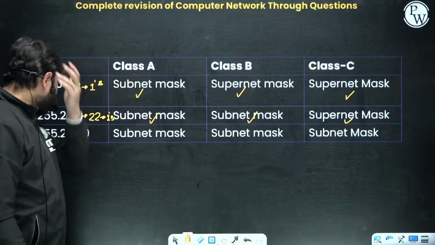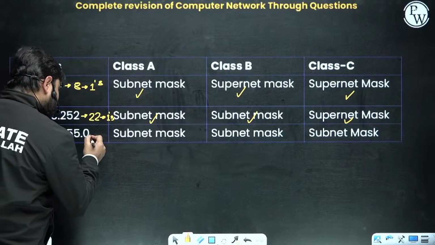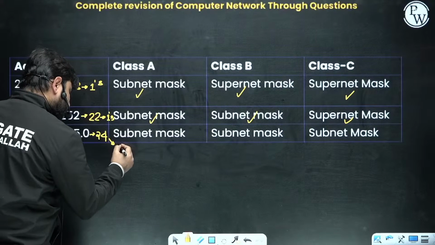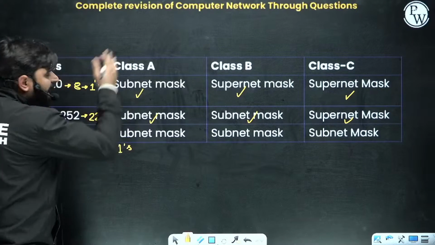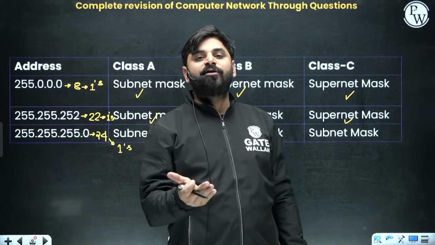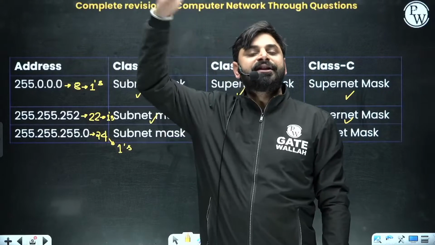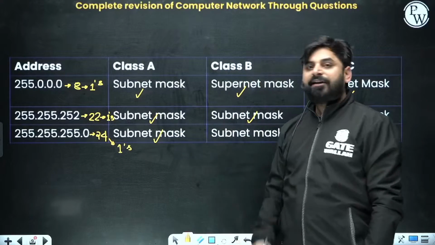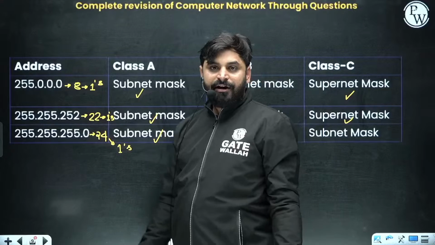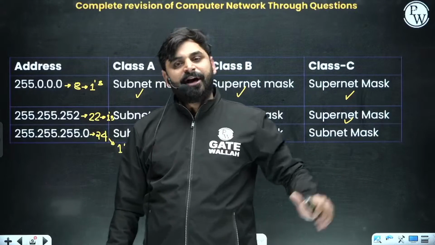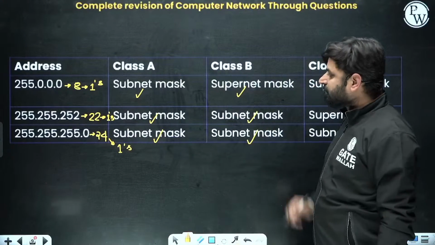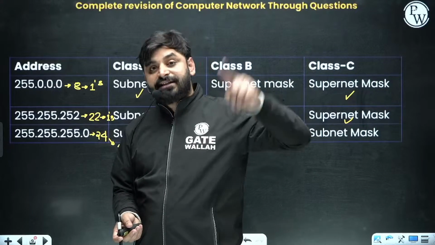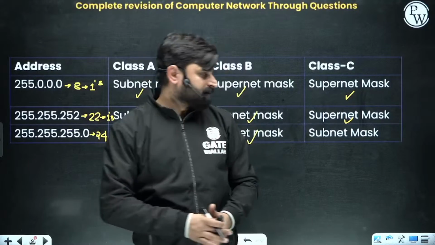Is it clear now? How many ones do we have in this? 24 ones. Class A network ID how many bits? 8 bits. If the number of ones is equal to the network ID or greater than, it will be used for subnet mask. Class B network ID how many bits? 16 bits. Number of ones equal to or greater than the network ID means subnet mask. Class C network ID 24 bits. The number of ones is less than the network ID, so it will be used as a supernet mask.